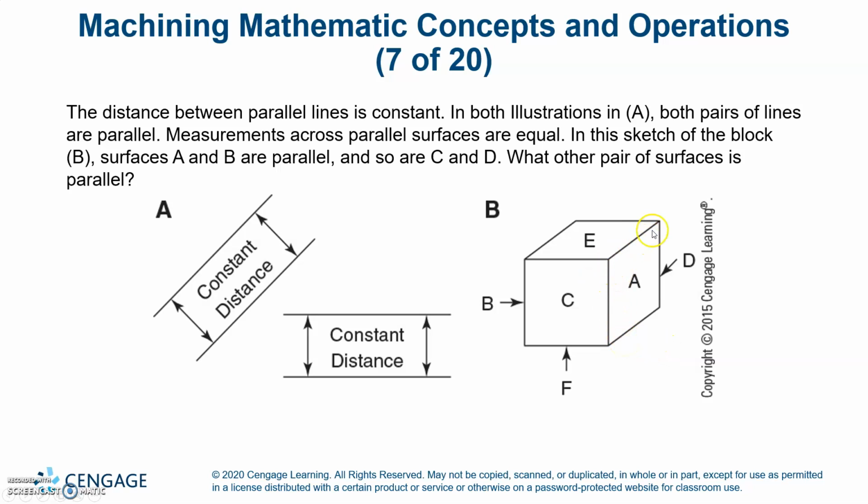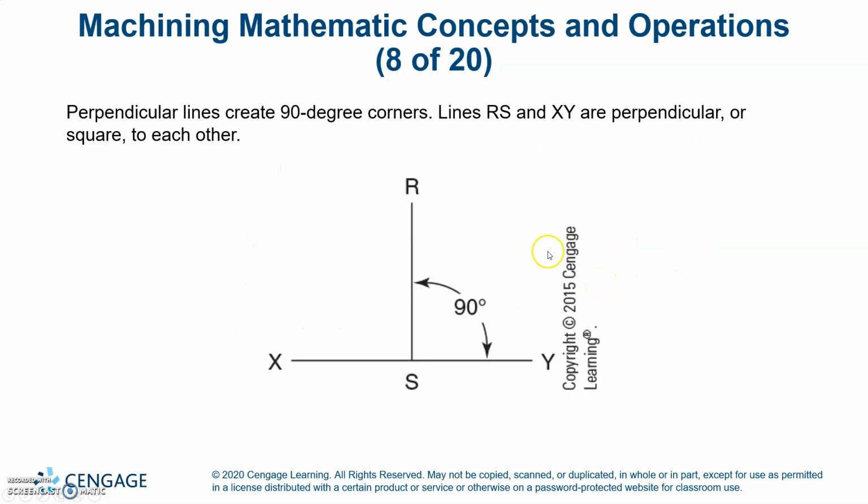Of course, this one and this one will be parallel, this one and this one, that one and that one, and so on. Alright, perpendicular lines create a 90-degree corner.